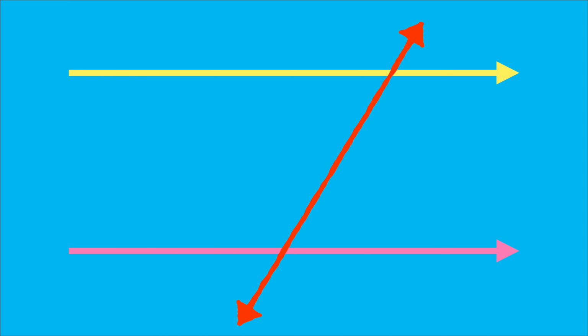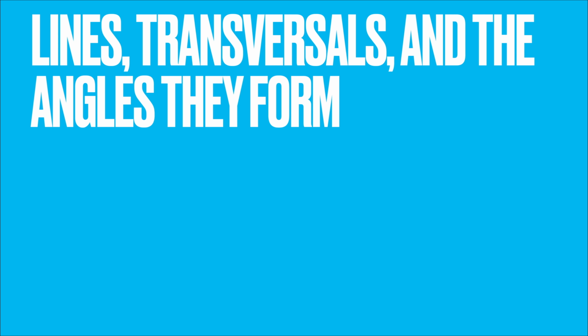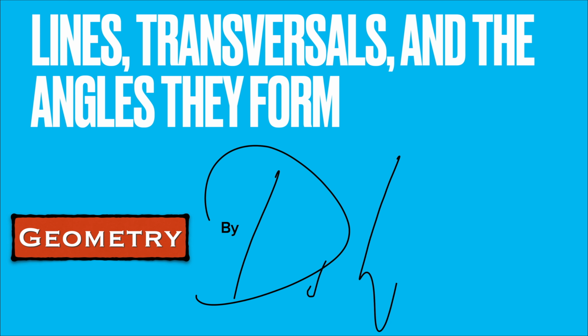Have you ever thought about the fact that it seems like in life, a lot of times, you and someone else might be on what seems like parallel tracks, constantly doing the same things, sometimes even knowing the same people, but never meeting, simply because of a different time or place? And then, oh no! What is this red thing? We are talking about lines, transversals, and the angles they form today on geometry.